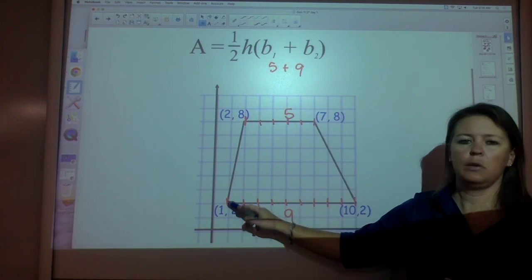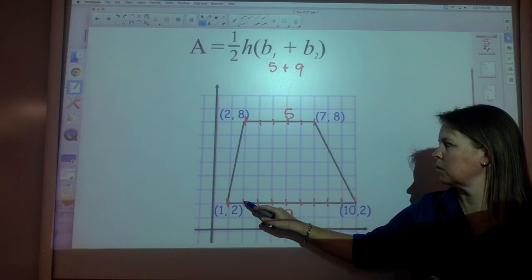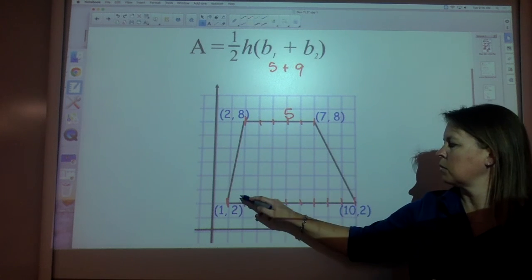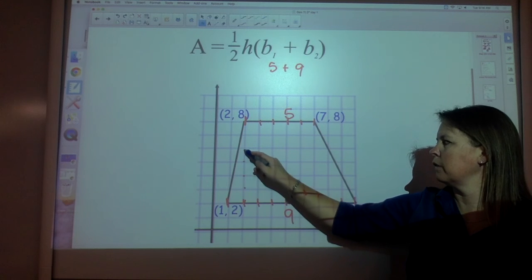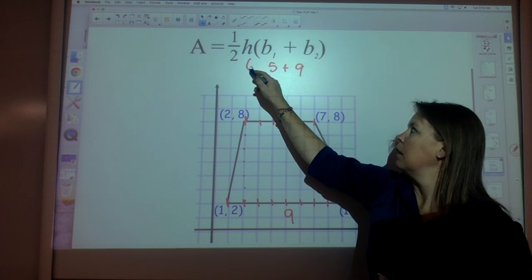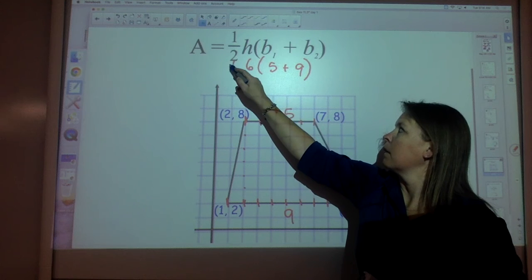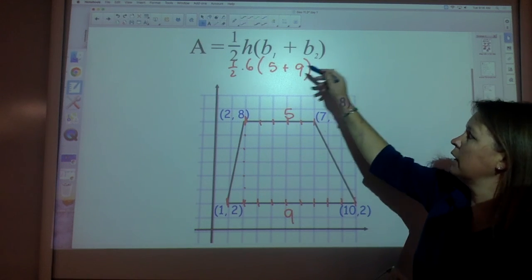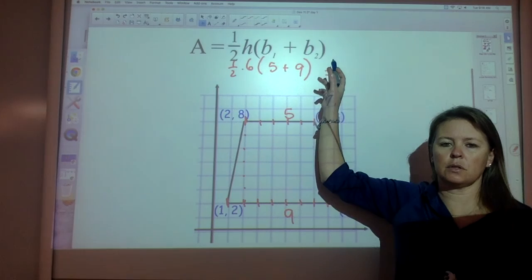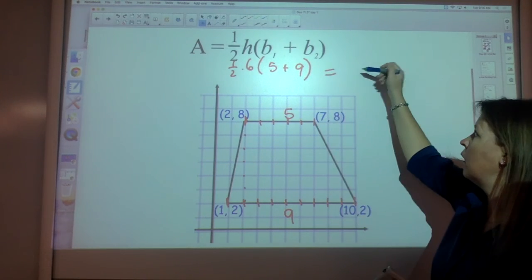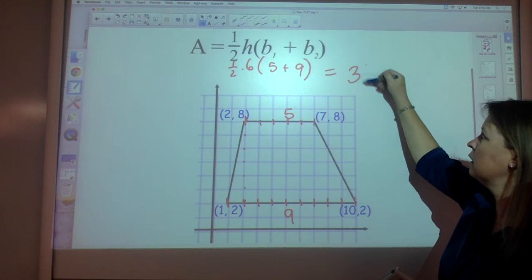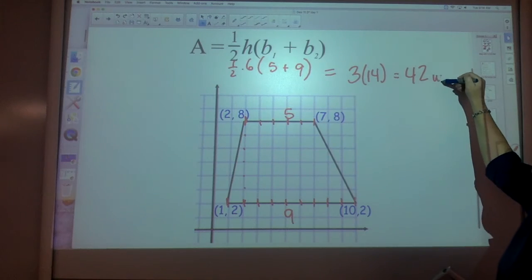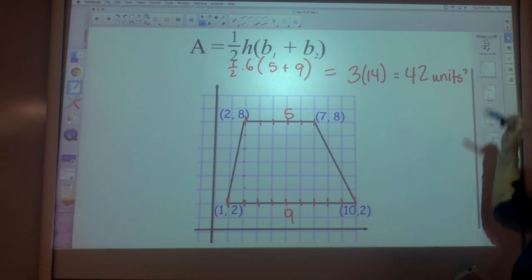What's the height? You do not have to use a distance formula because it's perpendicular. You can just count from 2 up to 8 or subtract 8 minus 2: 1, 2, 3, 4, 5, 6. Height is 6. 1/2 times 6 times 5 plus 9. You could type it in your calculator just like that, so there's no room for error. Or you could take half of 6 is 3, and 5 plus 9 is 14. Either way, you get 42 square units.